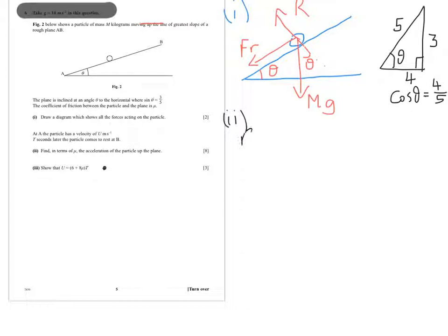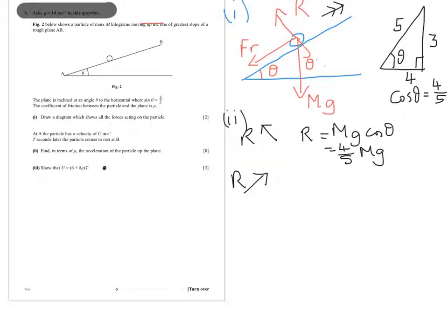So first of all, and make sure you explain what you're doing, resolving perpendicular to the slope, the normal reaction will be mg cos theta, which is 4/5 mg. So there'll be a mark for that. And then resolving, I'm going to do up the slope as our positive direction. Okay, so it's moving up, so I'm going to mark on the diagram acceleration up the slope. So up is going to be my positive direction.